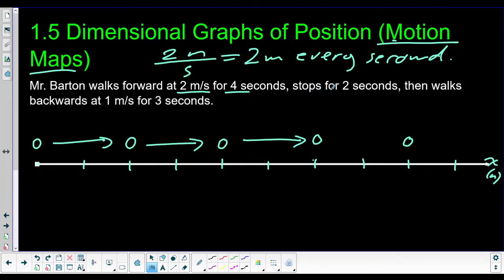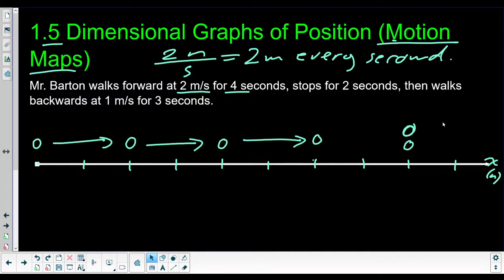Then it says for 2 seconds, Mr. Barton stops. This is why I need the half dimension. If I were going to just take a picture again, it would go 1, 2, and they just overlap. But then it's hard to tell how many seconds we've been stopped for. So what I tend to do is go into another axis.